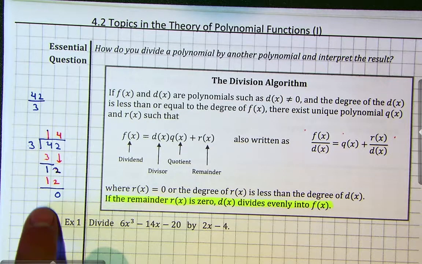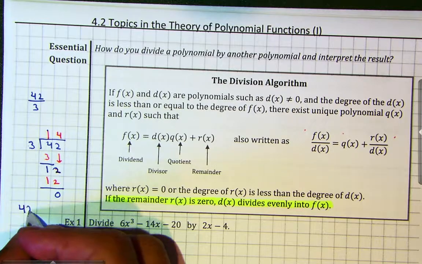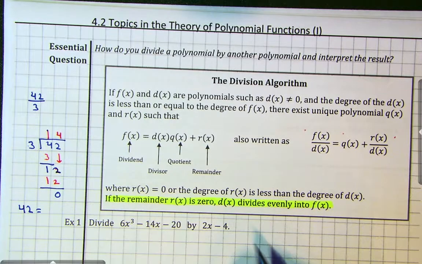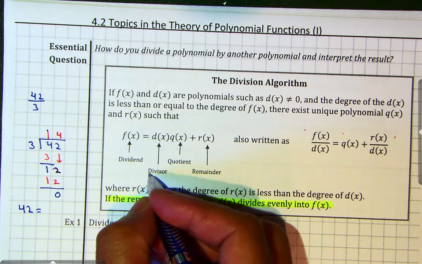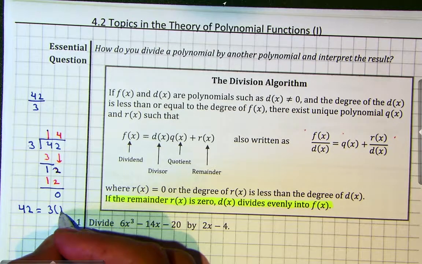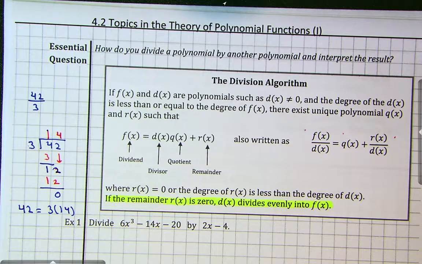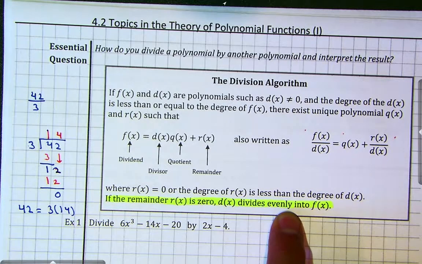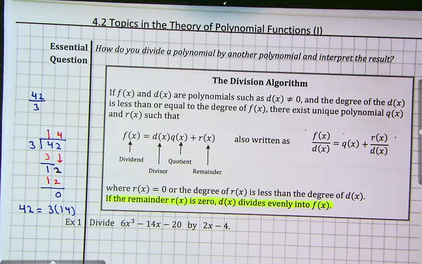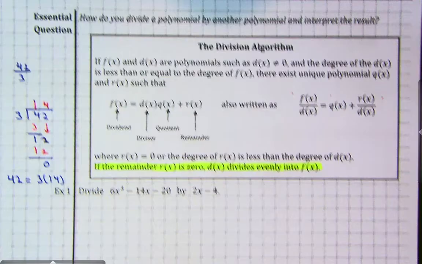And if your remainder is 0, that means that 42 is equal to, we're going to write down your divisor first, which is 3 times 14, right? It divides evenly. And that's basically what this is saying. Now, let's go through example number 1. Let's go through and recall long division.